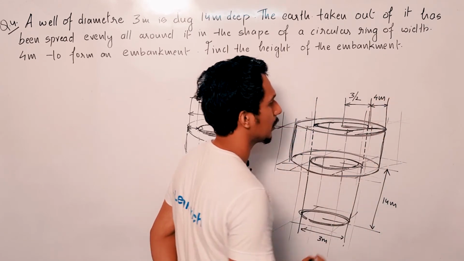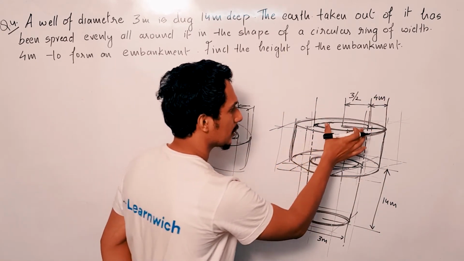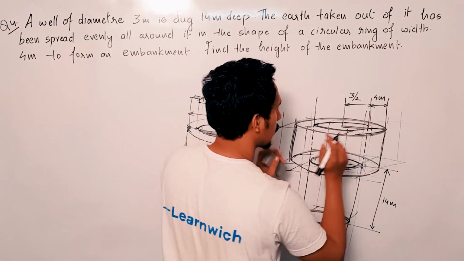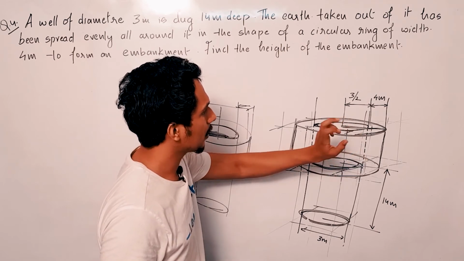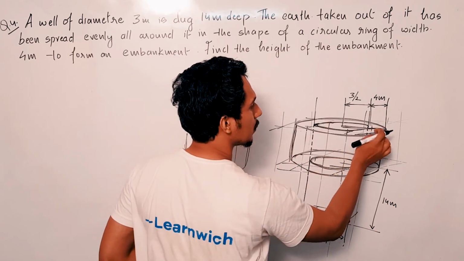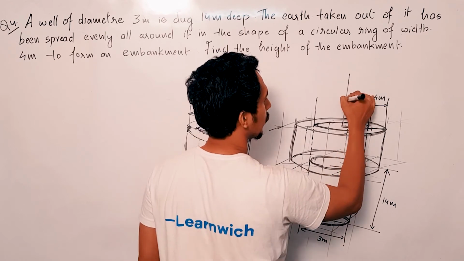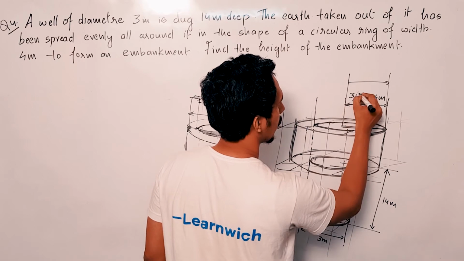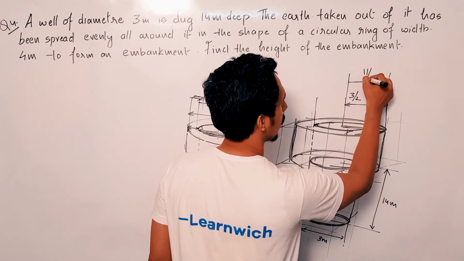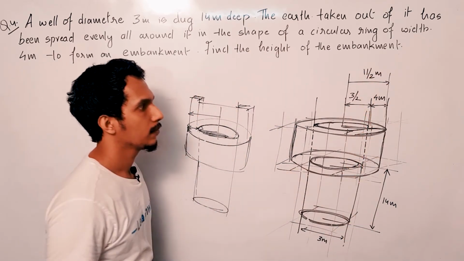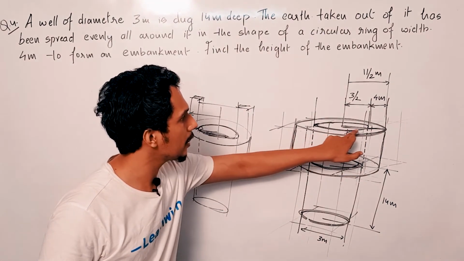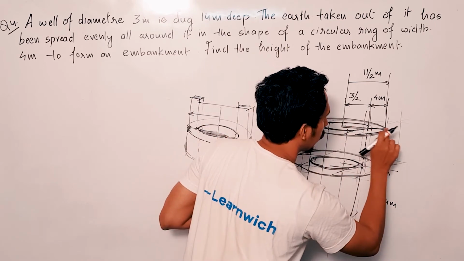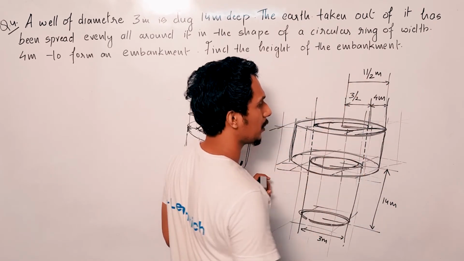This is 4 meter. Okay, so there are two circles. There's one circle inside and another circle outside. So the radius of this circle is 3 by 2. What will be the radius of the second one? It will be 3 by 2 plus 4, no? From the center to the outermost ring, it will be 3 by 2 plus 4, that will be 11 by 2 meter. Getting my point? See, the inner radius is given as 3 by 2 and the width of this is 4. So what will be the total radius? It will be 11 by 2 meter.